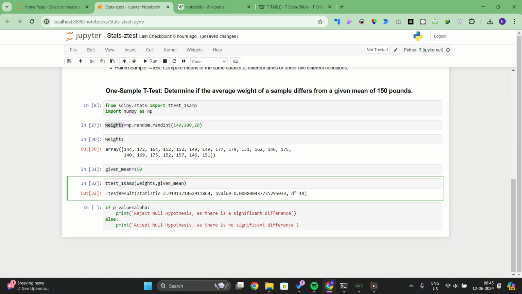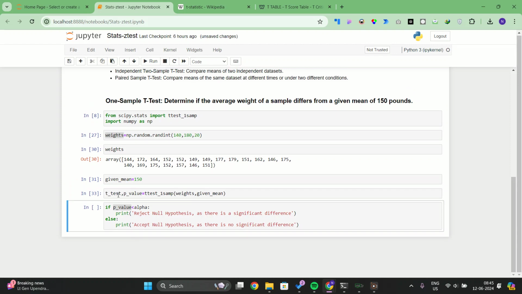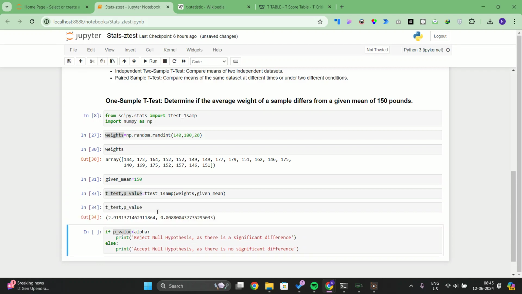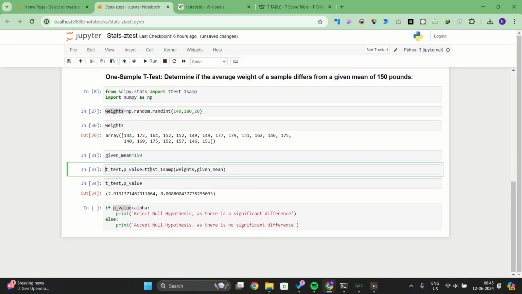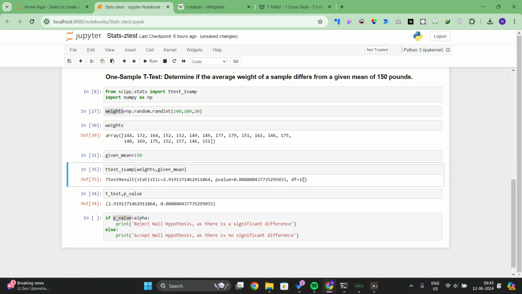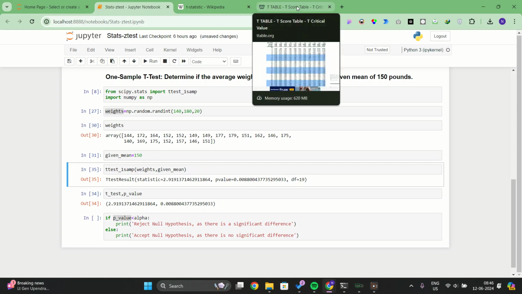So let's assign the variables here: test, p-value equals. And one more thing, if you notice here, we also have the degree of freedom, which is the sample size minus 1, used to calculate the p-value.